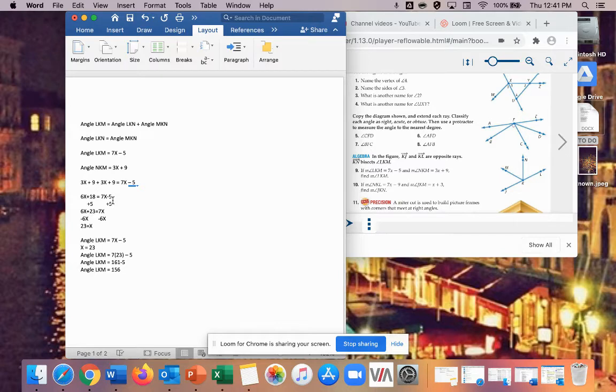So you've got to get rid of that minus 5. You add 5 to both sides. You get 6x plus 23 equals 7x. Subtract 6x from both sides. x equals 23.